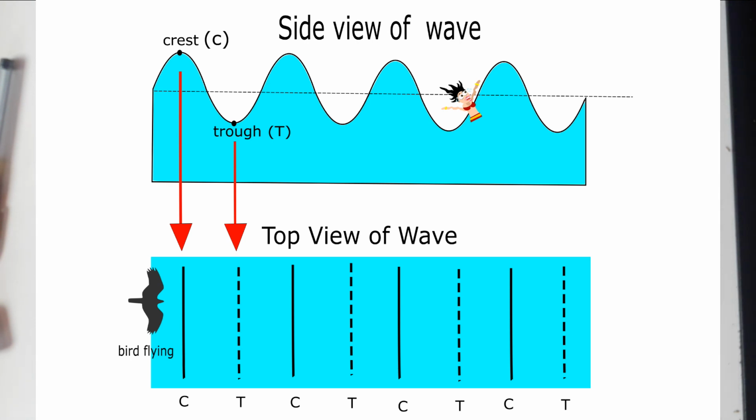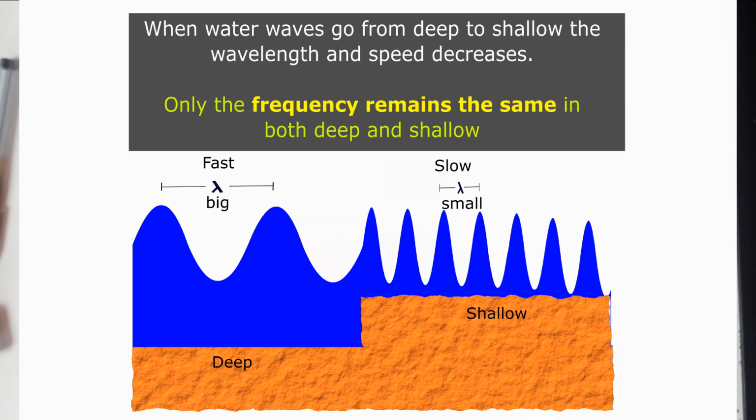So let's look at the second diagram. Right, now this diagram shows water, like in the ocean, going from a deep part of the sea to the shallow part of the sea.